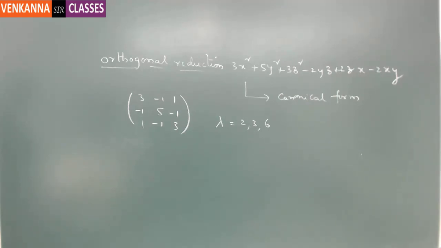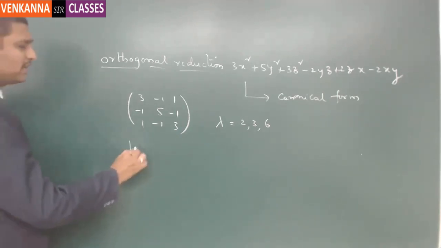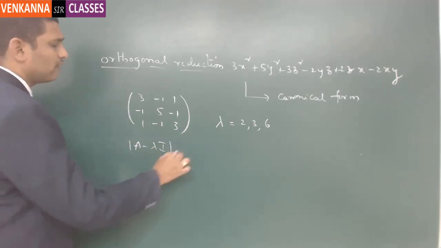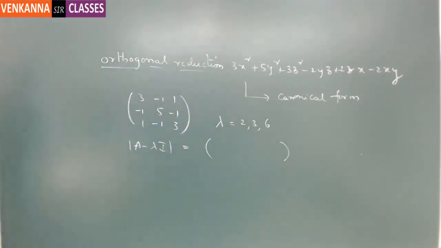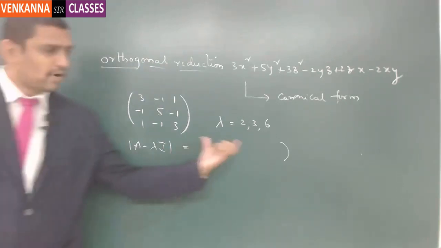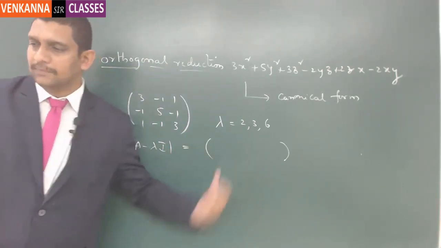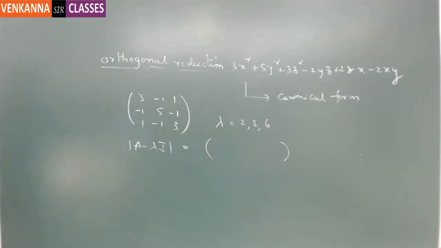You can write the characteristic equation directly, because you have a formula: lambda cube minus trace of the matrix into lambda square, etc. So straight away you can apply that. You simply mention the determinant of A minus lambda I, and from that you can write the equation. For convenience, mention the formula here and write the equation, so that the other person will understand how you have deduced it.